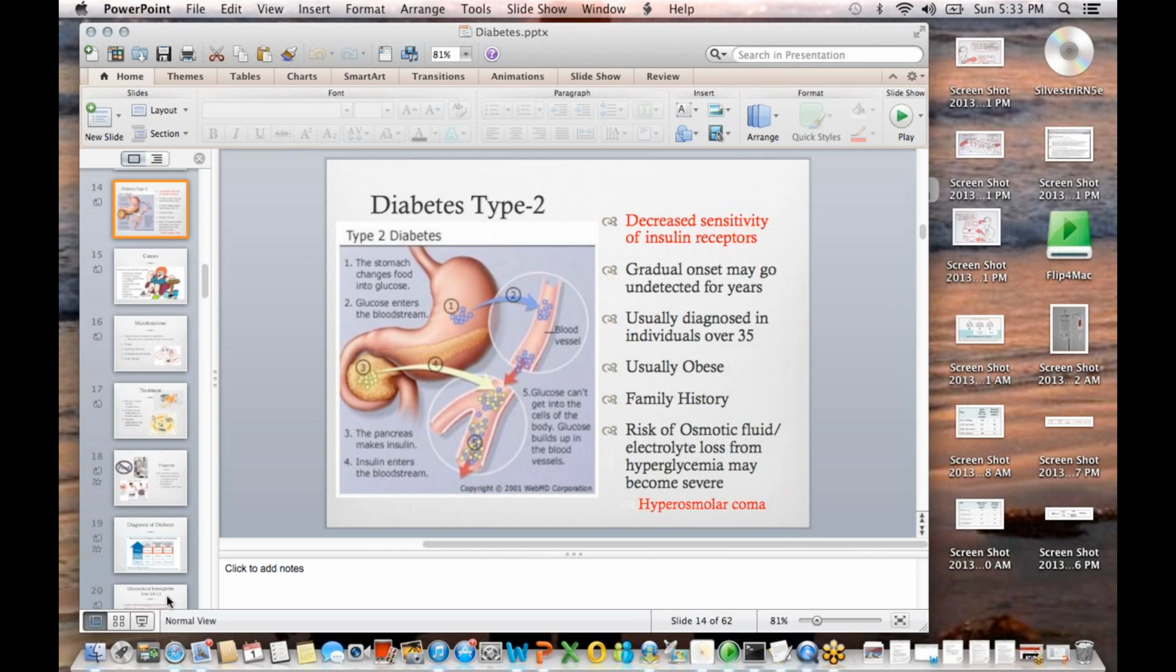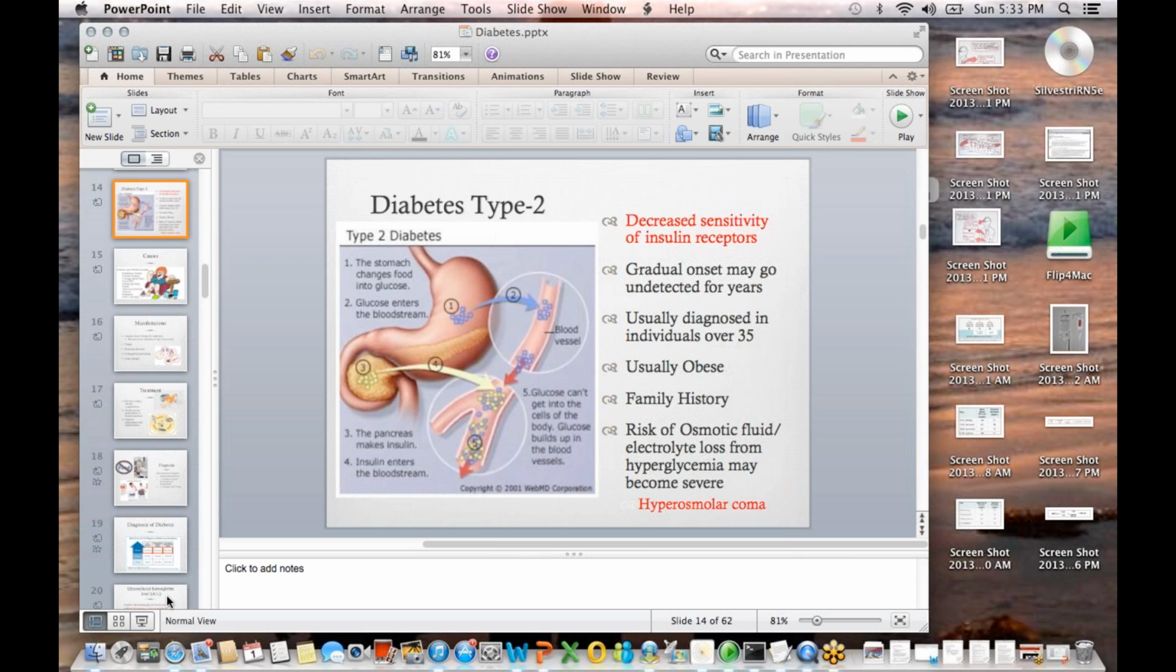Manifestations, your classic polyuria, polydipsia, polyphagia. These ones will have weight loss versus type 2, where you usually see weight gain. And then again, they become insulin dependent, so their body doesn't produce insulin. Sometimes they can have injections, they can have the pump, and they can be taught to manage that. So we'll talk about type 2 before we get into the diagnostics and treatment.